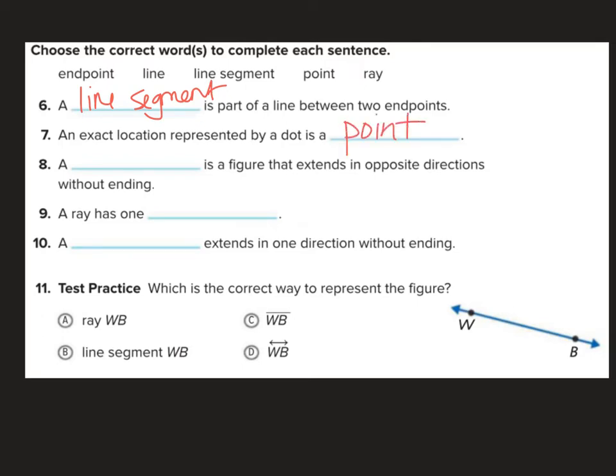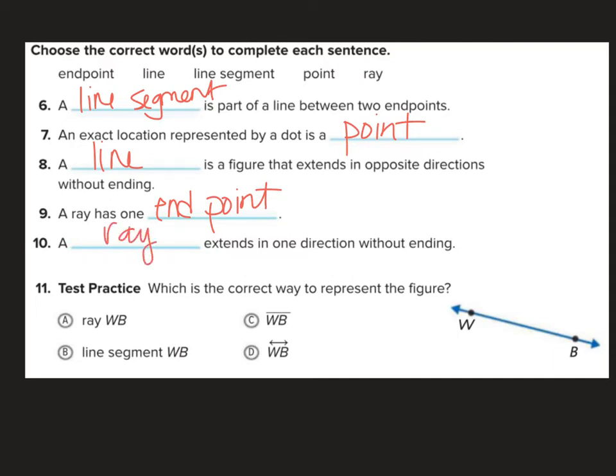A blank is a figure that extends in opposite directions without ending. That would be a line. Goes on both ways without ending. A ray has 1 endpoint. A blank extends in one direction without ending. So that would be a ray.